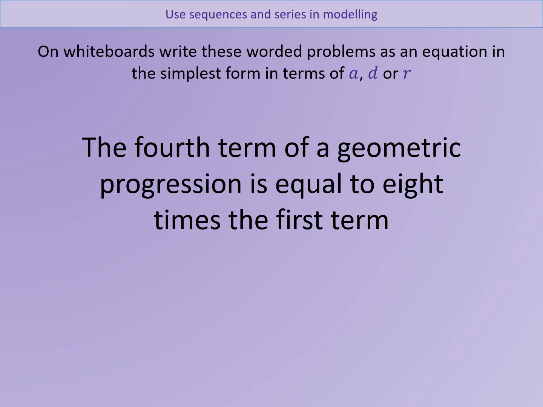Next, the 4th term of a geometric progression is equal to 8 times the 1st term. Again, write down an equation that models this. We know the 4th term will be ar to the 3, and 8 times the 1st term is 8a. We can simplify this down, assuming that a is non-zero, which is a reasonable assumption, because if a was 0, then all of the terms in this sequence would be 0. We can cancel out the a's, leading us to r cubed equals 8, and if r cubed equals 8, then r must be 2.